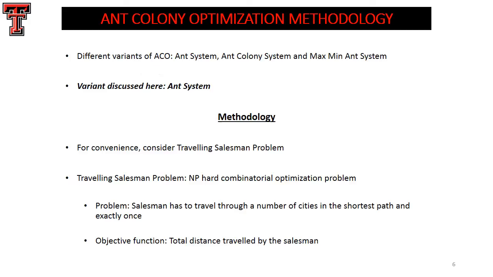For the convenience of understanding, let us consider the example of the traveling salesman problem, in which the salesman has to travel through a number of cities in the shortest path possible, and he has to travel through all the cities exactly once. Hence, in this problem, the objective function can be considered to be the total distance traveled by the salesman, and it has to be minimized. This is an example of an NP-hard combinatorial optimization problem.